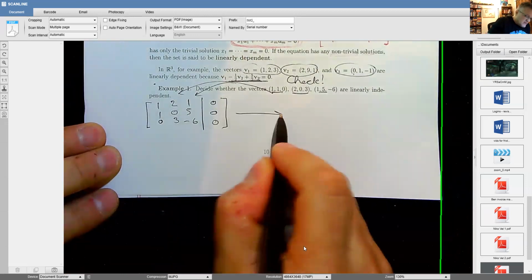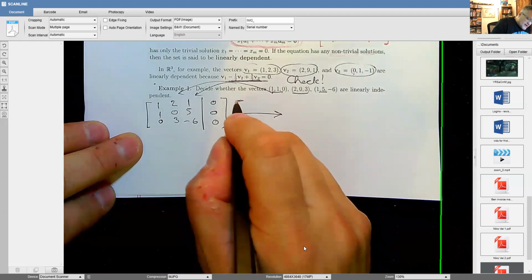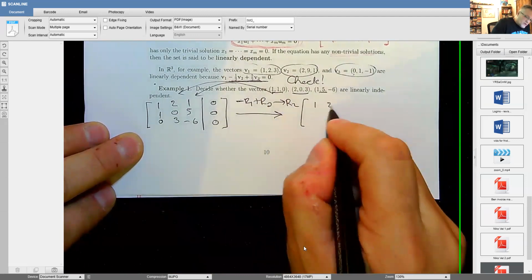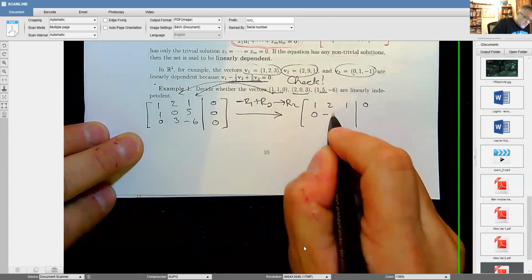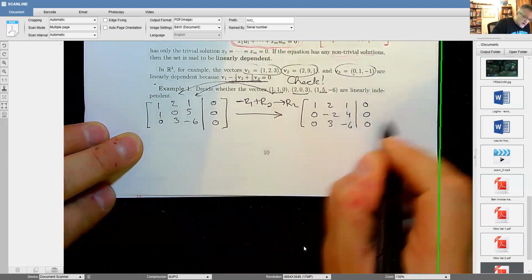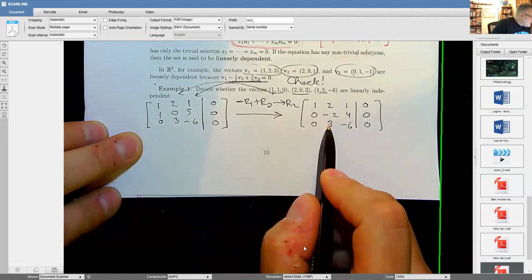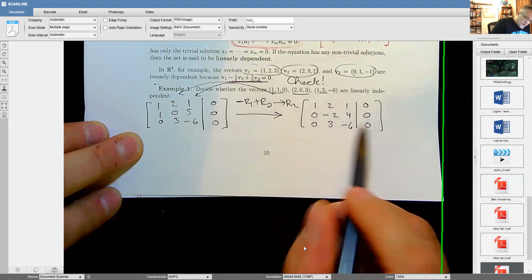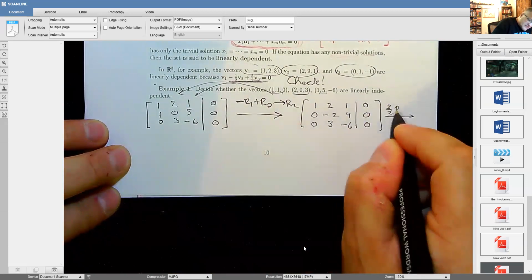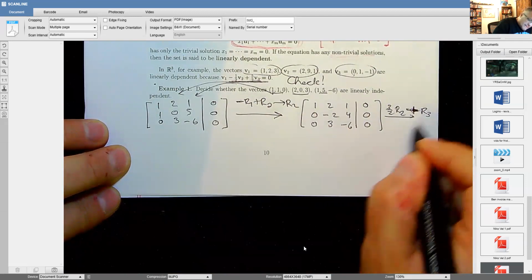So to solve this, I have to put it in echelon form, our favorite. So I want a 0 there. Let's multiply R1 by -1, add it to R2, and plug it into R2. So I have 1, 2, 1, 0. 0, -2, 4, and 0. You can check me on that. And 0, 3, -6, and 0. Then I want a 0 there to put this in echelon form. If I multiply R2 by 3/2 and add it to R3 and put this into R3.